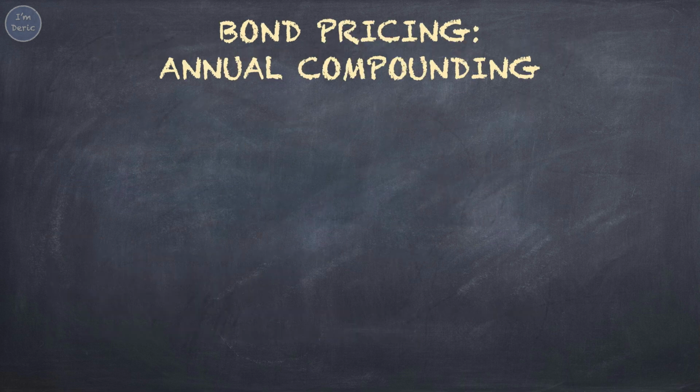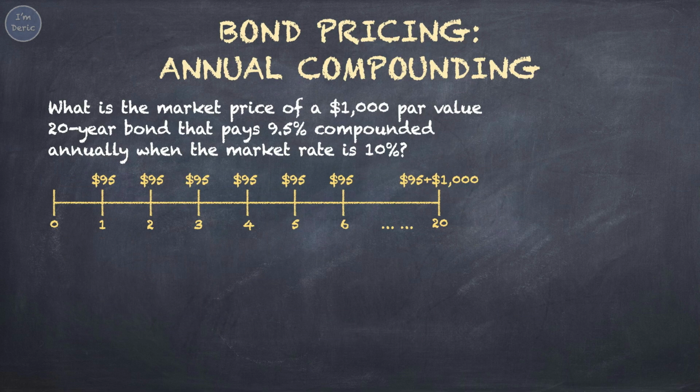Let's take an example. What is the market price of a $1,000 par value 20-year bond that pays 9.5% compounded annually when the market rate is 10%? Before I show you how to do the calculation, let's understand the meaning of this question first.